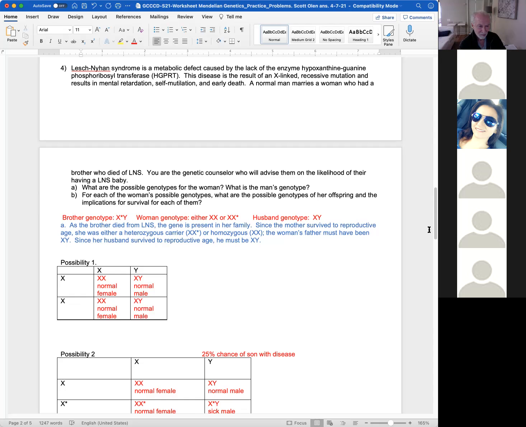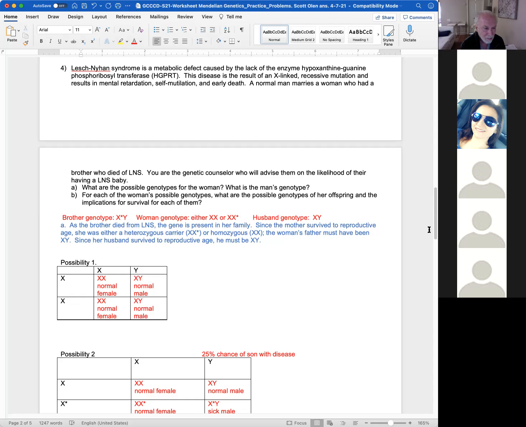Correct. So this woman has two possible genotypes. And we have to look at both of them. She could be X normal, or she could be X normal and X diseased, which again, we're using X star. So we have to look at both of those. Now, what is the man's genotype? So we've got that answer. The possible genotypes for the woman will be big X, or big X star. What's the man's genotype? XY. It must be XY, normal XY, because he's also survived to reproductive age. All right, so there's our answer for the first question.